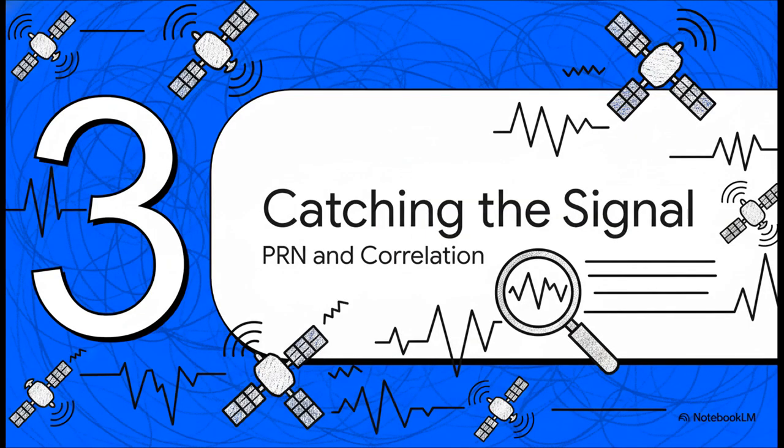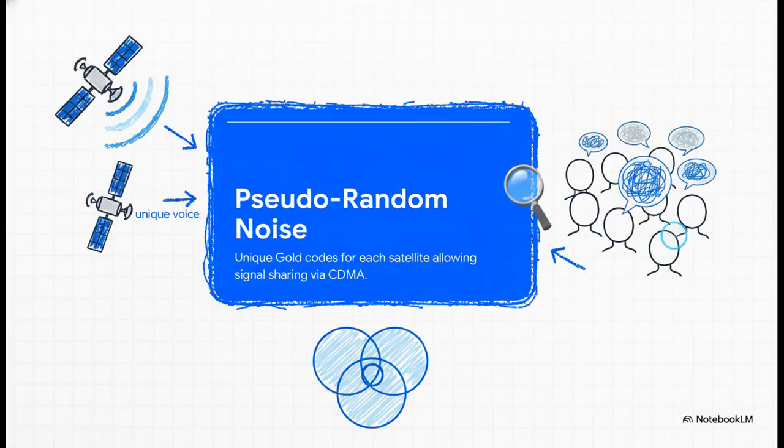All right, let's hit part 3, catching the signal, PRN, and correlation. Here, we hit a massive engineering hurdle. Every single satellite broadcasts on the exact same frequency. So how in the world does your phone avoid just a jumbled mess of static? The elegant answer lies in PRN, or pseudo-random noise. Think of this like being at a super crowded cocktail party. Everyone's talking at the exact same time in the exact same room.